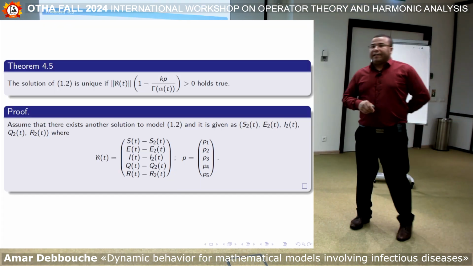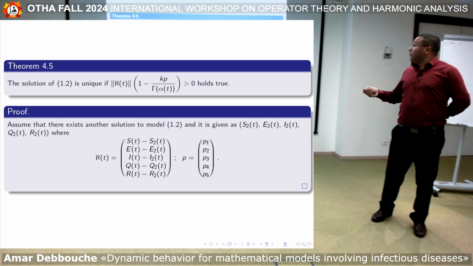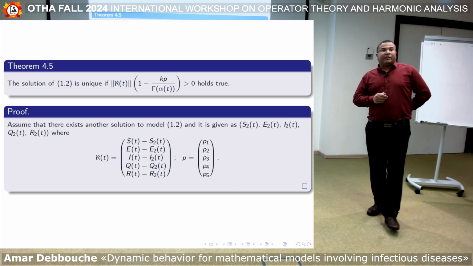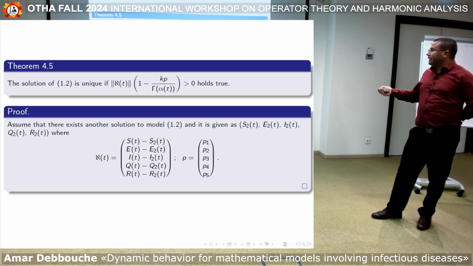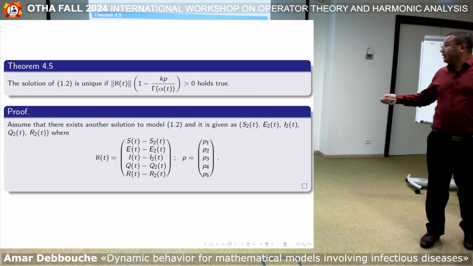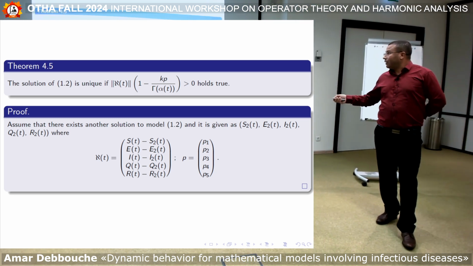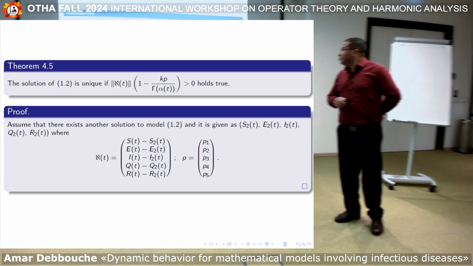Now we prove the uniqueness property of solutions. So we will use the traditional way. Assume that our model has a second solution with this form, S2 till R2. After that, we take their differences, and this vector renamed as P is the Lipschitz constant.